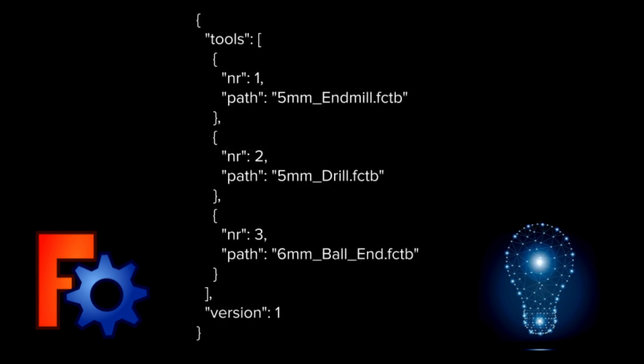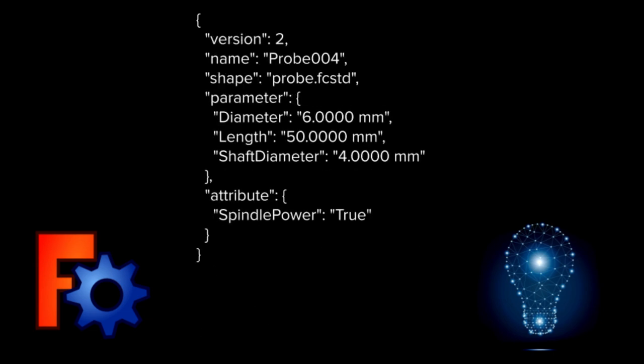The tool library structure is very simple. It's just a list of toolbit files and the numbers that go with them. The toolbit file is a little bit more complicated, but it's still pretty straightforward and easy to understand what each of the fields means.